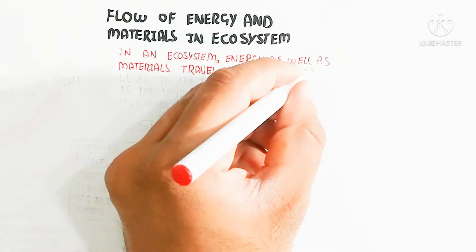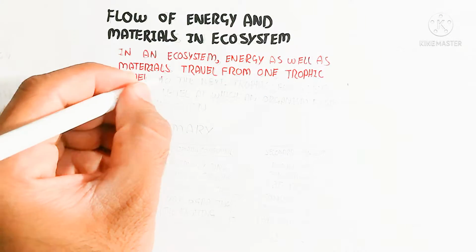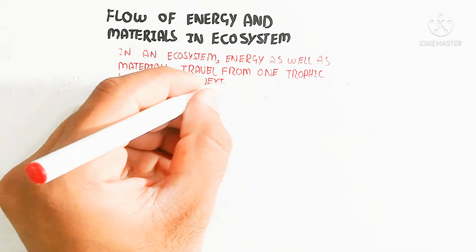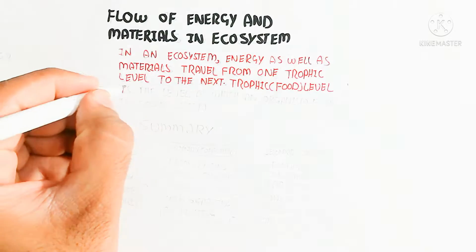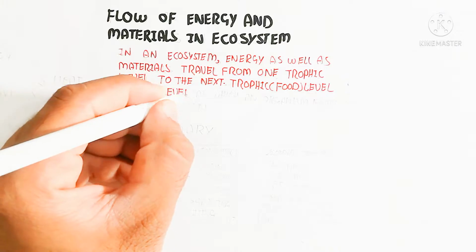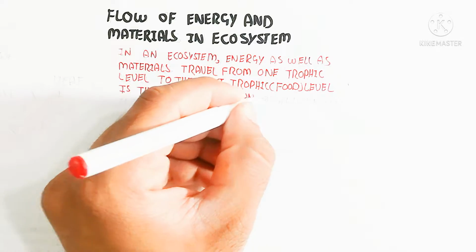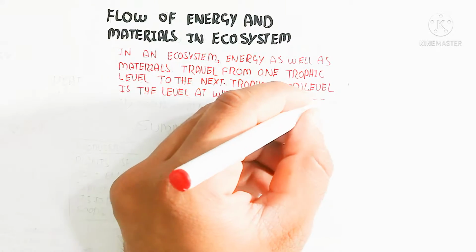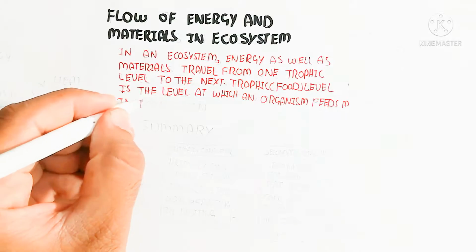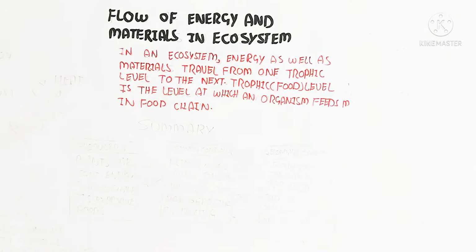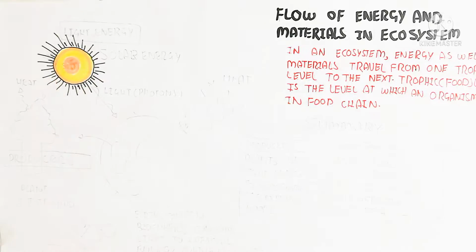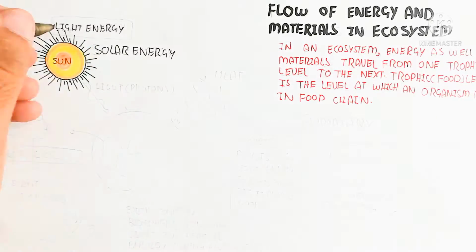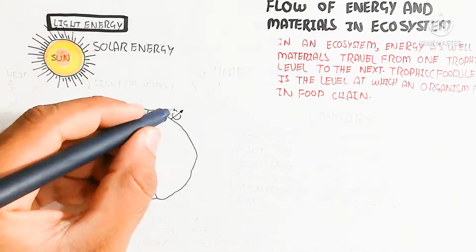In an ecosystem, the energy as well as the material travel from one trophic level to the next trophic level, the food level, the level at which an organism feeds in a food chain. So what is a trophic level? Trophic level means the specific energy consuming or energy producing state.